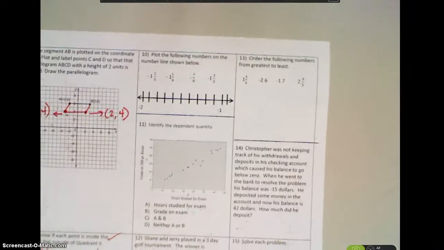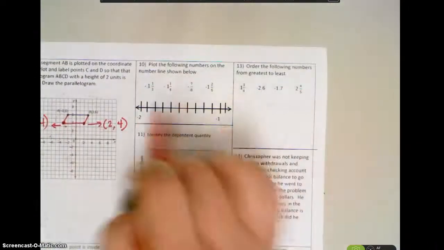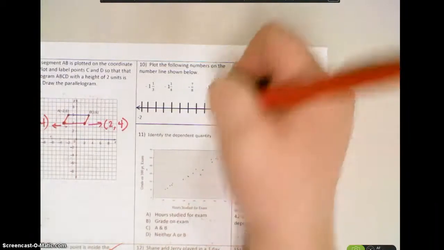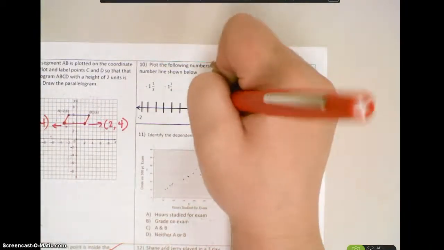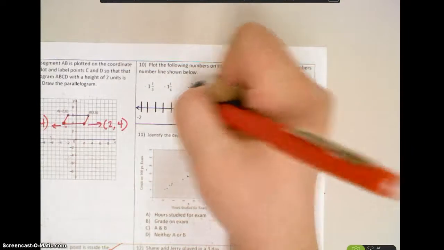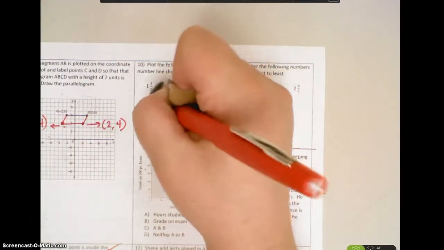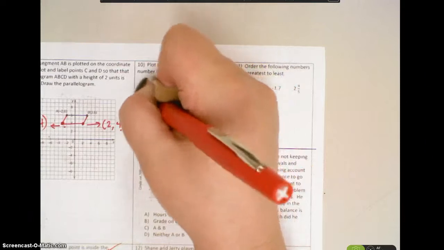Number 10, plot the following numbers on the number line shown below. Okay, so I have -1 and I have -2, and all my numbers are in between. So I'm going to go ahead and mark this as 0.1, knowing that that's -1.1, -1.2, -1.3, -1.4, -1.5, and so on. That way I can just keep track of what I'm doing.